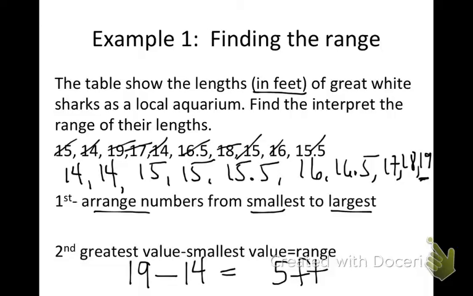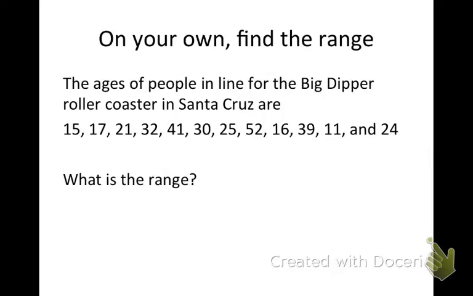So now you're going to practice one of these on your own. Here's your data. So we have the ages of people in line for the Big Dipper roller coaster in Santa Cruz. So here's your data. So what is the range of ages for people in line at the roller coaster in Santa Cruz? If you've never done that roller coaster, you need to. It's a pretty cool roller coaster. So when you're ready, go ahead and put your answer in the text box on the right.